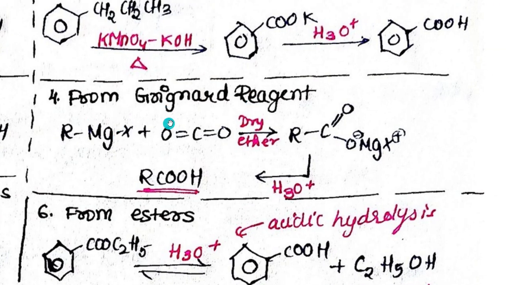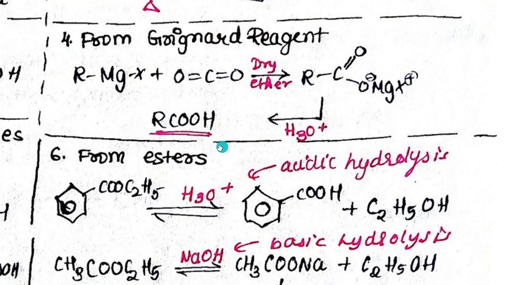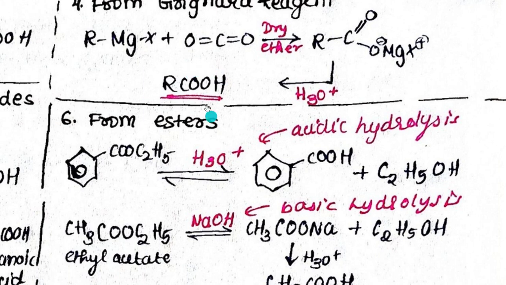So RMgX plus CO2, in presence of dry ether will give RC double bond O, and this side single bond O minus MgX plus. This on reaction with hydronium ion H3O plus will give us again a carboxylic acid, RCOOH.